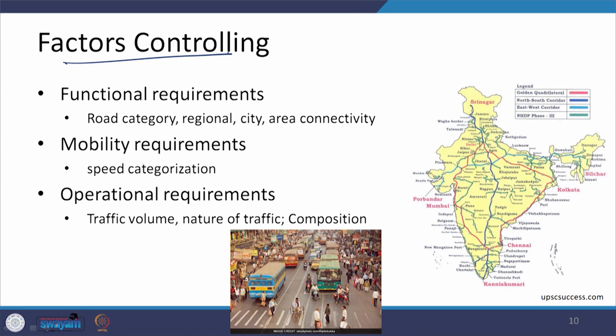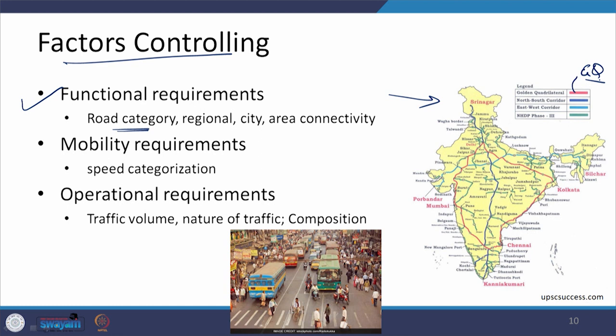The very first thing is the functional requirement. When we look at the functional requirement, the road category is one aspect we are going to look at. Say, if we talk about this photograph where the network has been shown, here what you can see in the red color is the golden quadrilateral.